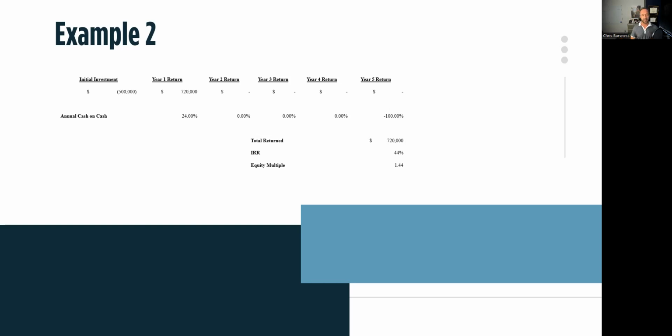I'm going to go into preferred returns in another series, which are actually very similar to your annual cash on cash return. It's just a different concept.